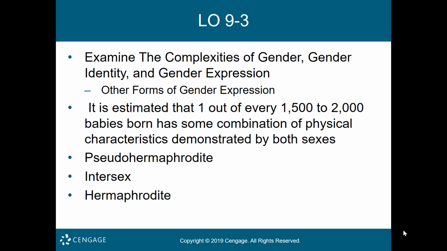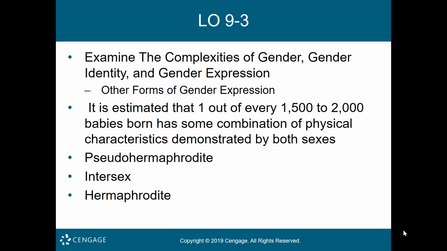Learning objective 3 is to examine the complexities of gender, gender identity, and gender expression. So there are other forms of gender expression. It's estimated that about 1 out of every 1,500 to 2,000 babies are born with some combination of physical characteristics that are demonstrated by both sexes.